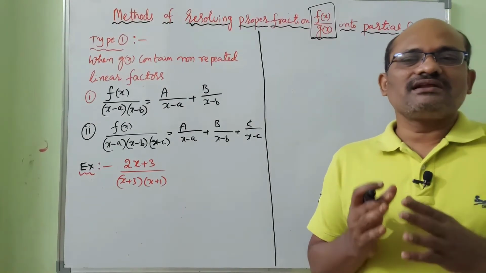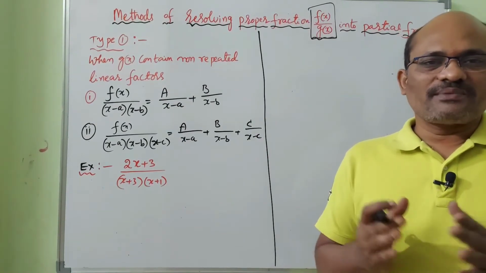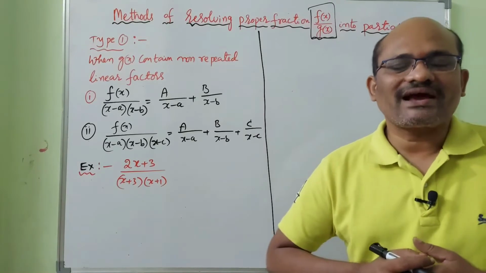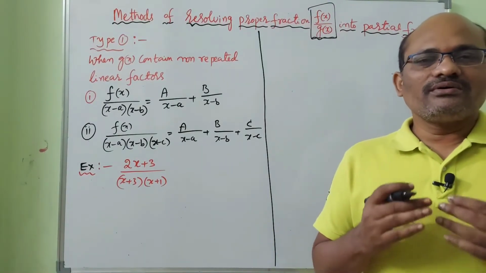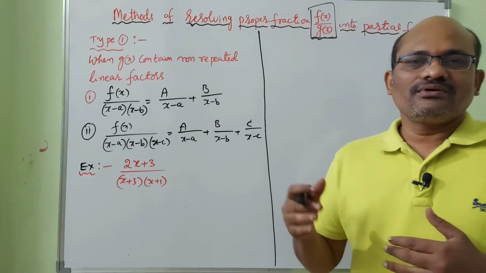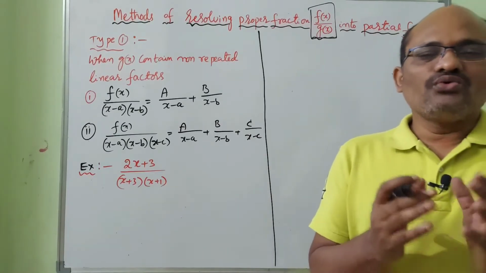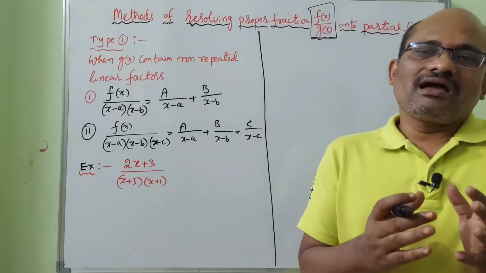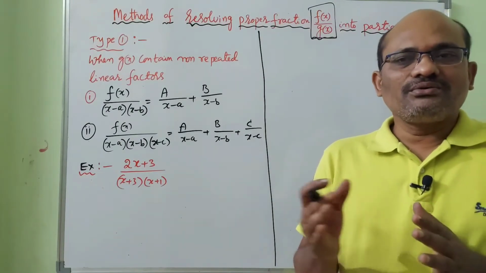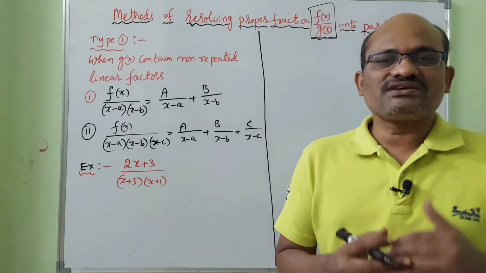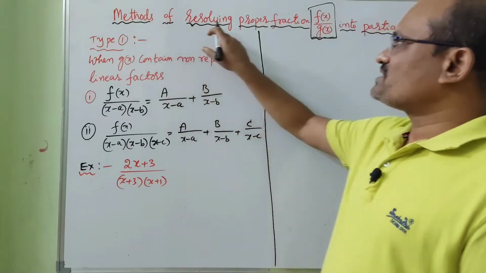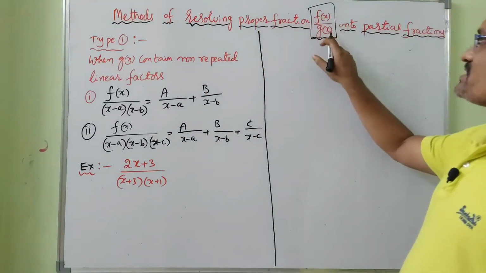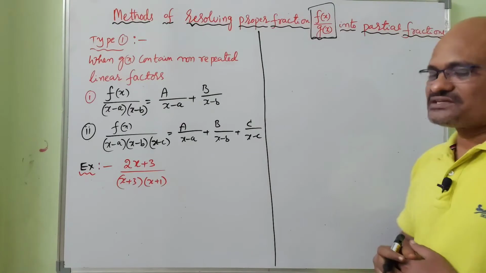A rational fraction is of two types, proper and improper fractions. Now what we are going to do next is how to resolve a proper fraction into different partial fractions, and an improper fraction into partial fractions. Now the first one, methods of resolving a proper fraction f of x by g of x into partial fractions.